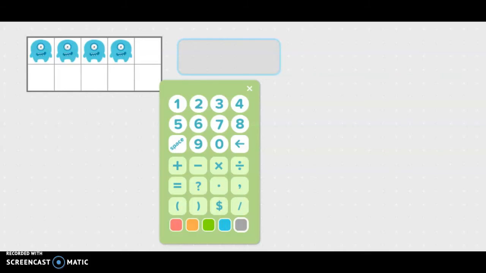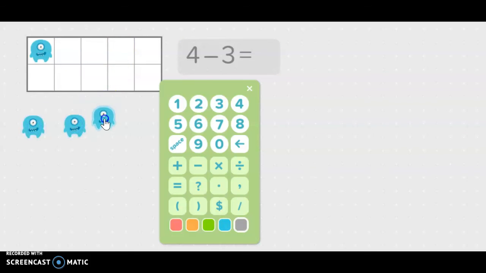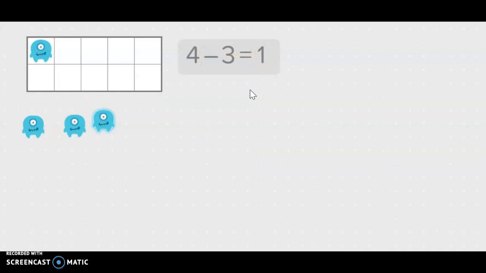All right, this time we've started with 1, 2, 3, 4. 4, take away, let's do 3 equals, so let's take 3 away, 1, 2, 3. Oh, we are only left with 1 this time. But it's easy to see because they're in the frame. So we say that 4 take away 3 equals 1.